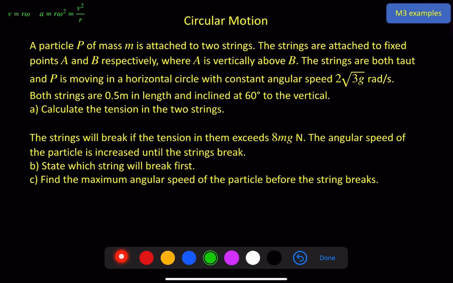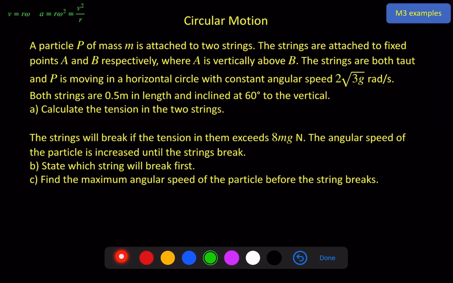A particle P of mass m is attached to two strings. The strings are attached to fixed points A and B respectively, where A is vertically above B. The strings are both taut, and P is moving in a horizontal circle with constant angular speed omega. Both strings are 0.5 meters in length and inclined at 60 degrees to the vertical.